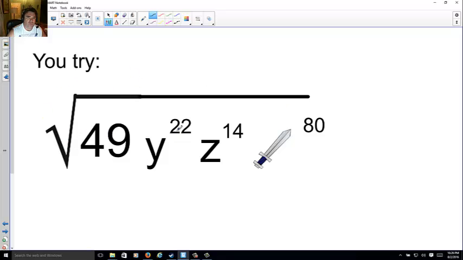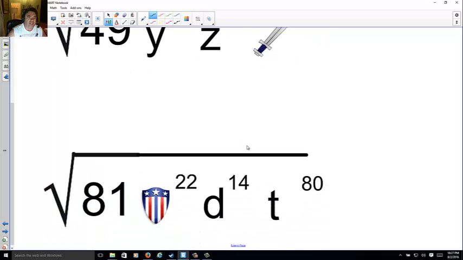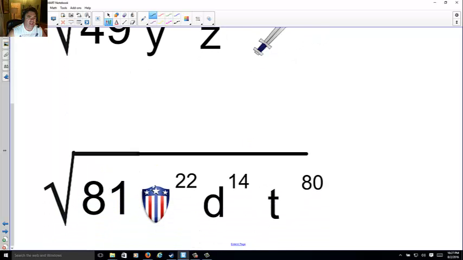Root of 49 y to the 22nd, z to the 14th, master sword to the 80th. Go ahead and try to solve. And the second one, try root of 81, America shield to the 22nd, d to the 14th, t to the 80th.